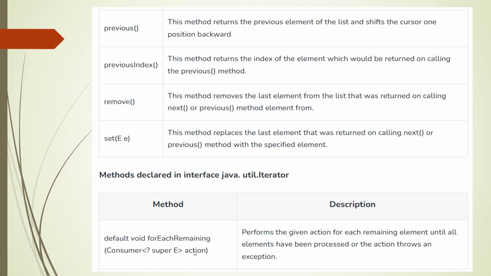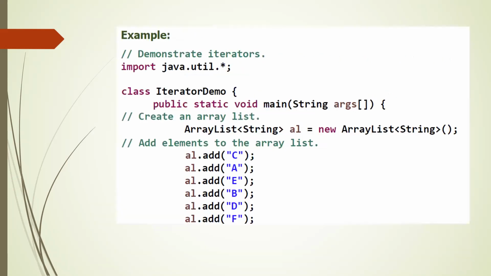Already we discussed the forEachRemaining method. It performs the given action for the collection of list elements until all the elements have been processed or the action throws an exception. Till an exception is thrown, this forEachRemaining method is used to traverse the list.